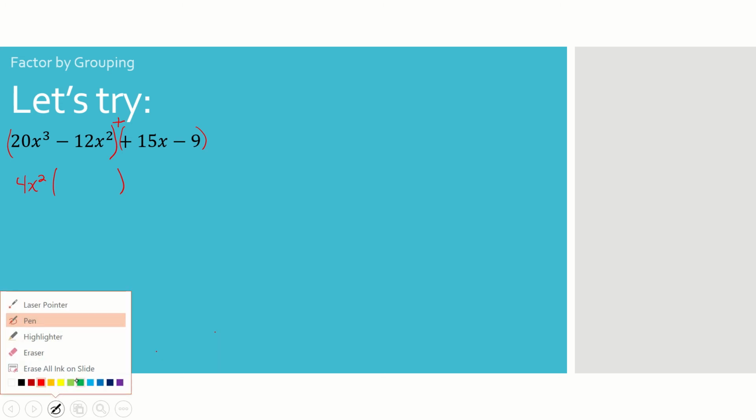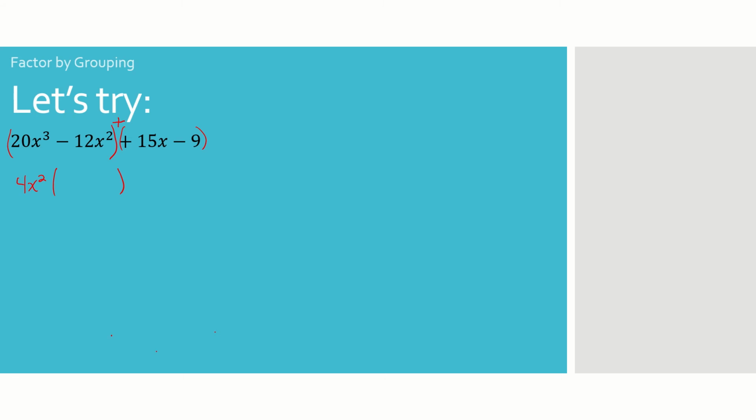Okay, going to factor that out. So 20x to the third divided by 4x squared. 20 divided by 4 is 5. X to the third divided by x squared is x. And then negative 12 divided by 4 is negative 3. X squared divided by x squared cancels each other out. So I found the GCF of the first group and factored it out of that first group.